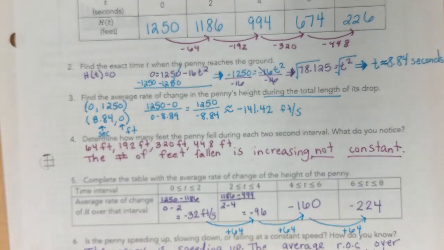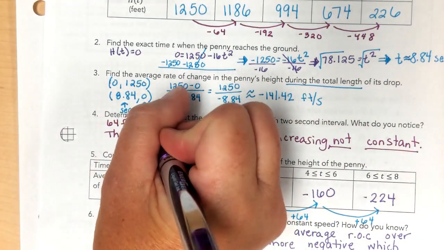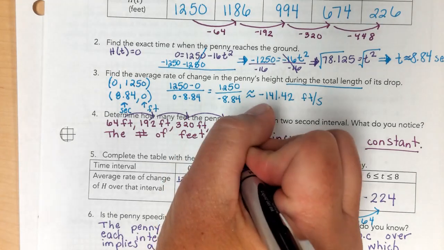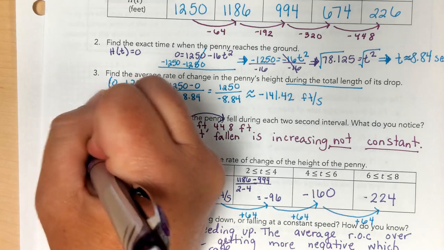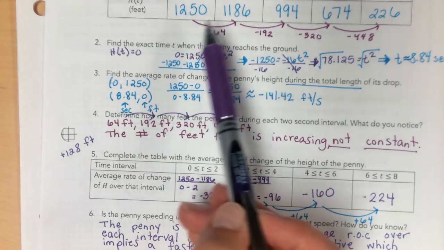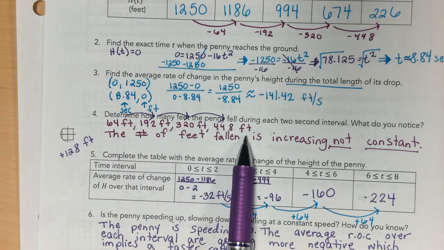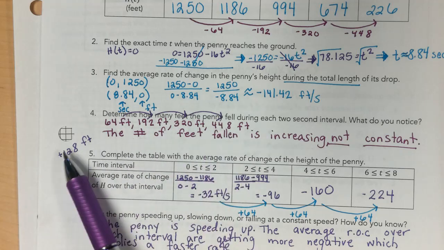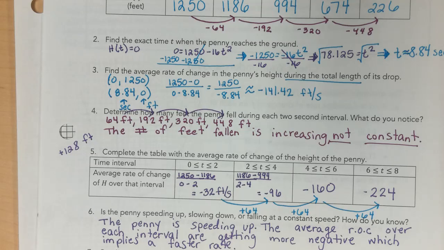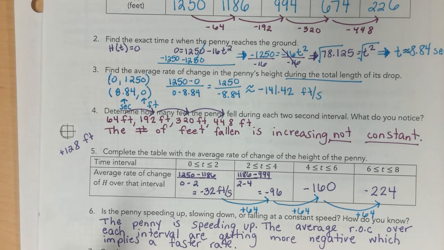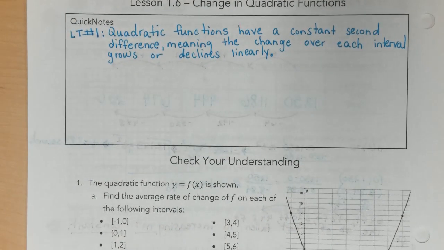When it talks about a constant difference, Amari said earlier that all of these are increasing by what? By 128. Okay? So this was your first difference. When I get these numbers right here and I subtract them or add them, these are your second difference, increasing by 128 every time. So that's your second difference.